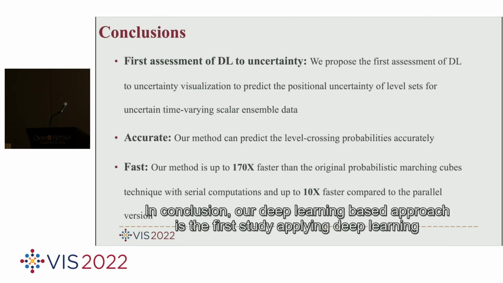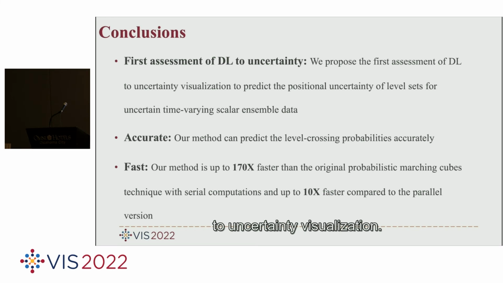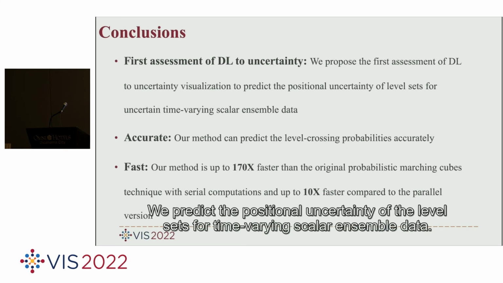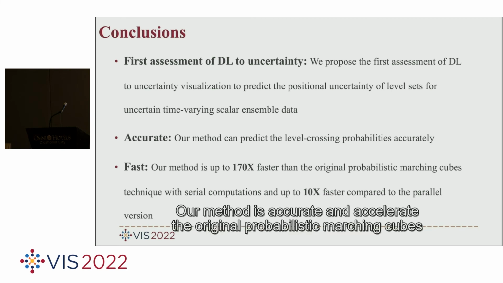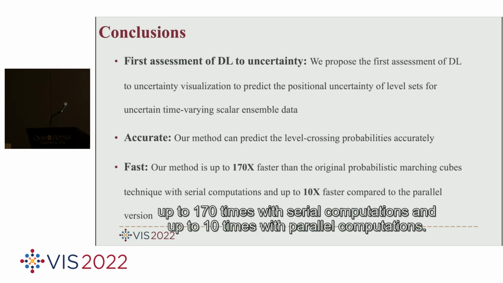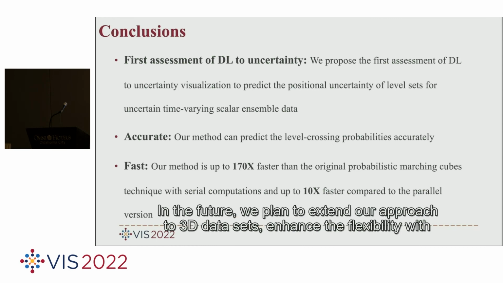In conclusion, our deep learning-based approach is the first study applying deep learning to uncertainty visualization. We predict the positional uncertainty of level sites for time-varying scalar ensemble data. Our method is accurate and accelerates the original probabilistic marching cubes up to 170 times with serial computations and up to 10 times with parallel computations.